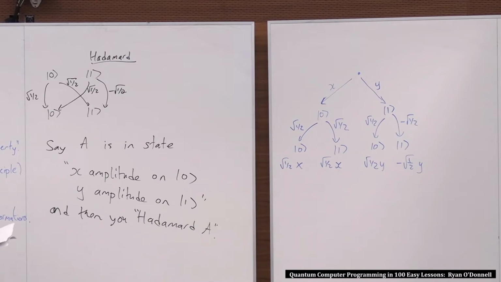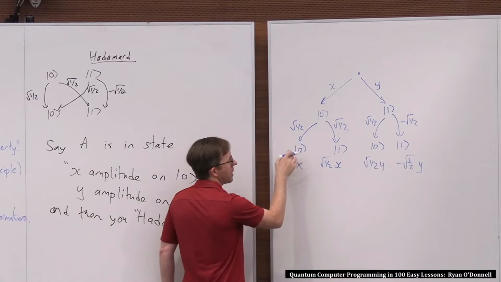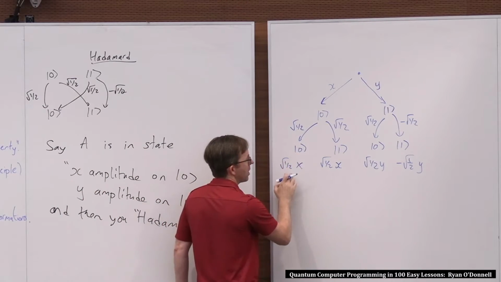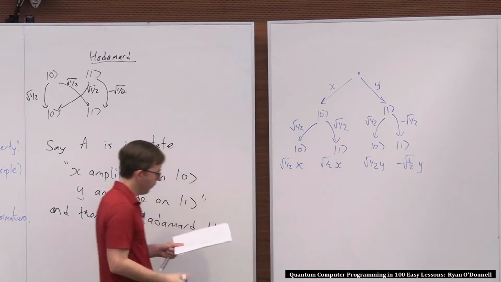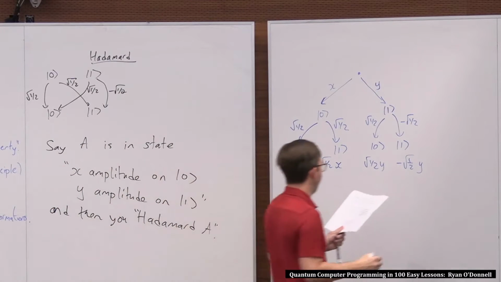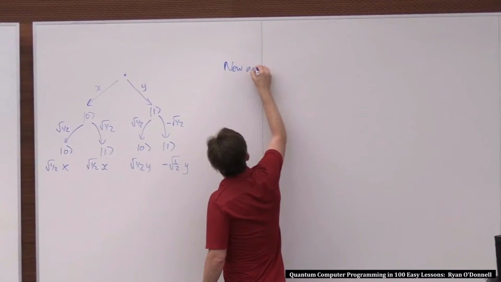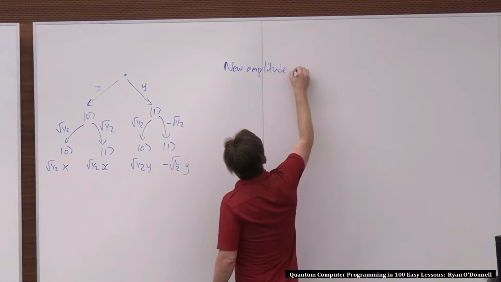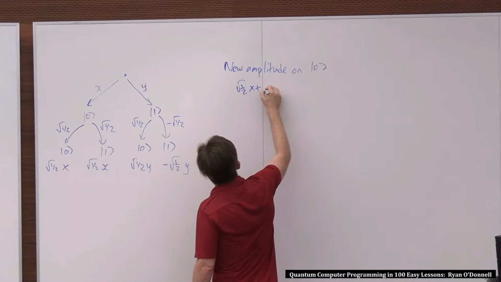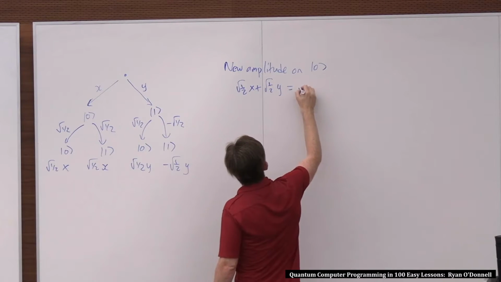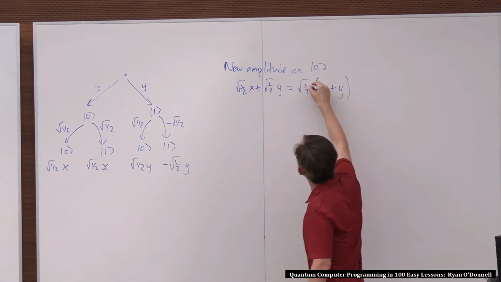Okay, so we're not fully done because we have to do this collation, or this summing. So the total amplitude on 0 is this piece plus this piece, and the total amplitude on 1 is this piece plus this piece. So let's write this over here. The new amplitude on 0 is root a half x plus root a half y. Okay, so I'll just factor out the root a half, my least favorite quantity. It's root a half times x plus y.